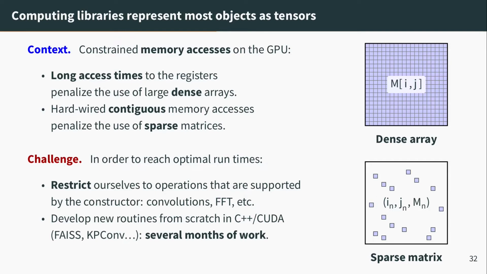So this means that in geometric machine learning, when people want to reach optimal runtimes, they have to make a choice. So either you restrict yourself to the operations that are already well supported by NVIDIA. So convolutions on images, fast Fourier transforms, matrix multiplies. Or you can decide to invest 6 months of your life into developing new routines from scratch in C++ and CUDA. And when people do that, usually it's extremely well received by the community.